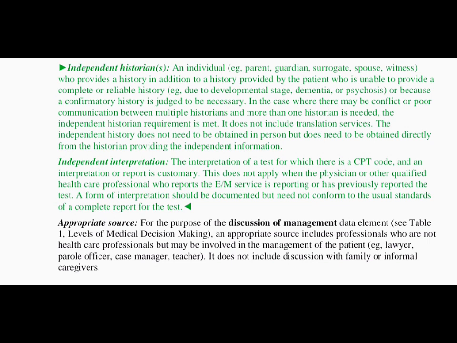Independent historians. An individual, e.g., parent, guardian, surrogate, spouse, witness, who provides a history in addition to a history provided by the patient who is unable to provide a complete or reliable history, e.g., due to developmental stage, dementia, or psychosis, or because a confirmatory history is judged to be necessary. In the case where there may be conflict or poor communication between multiple historians and more than one historian is needed, the independent historian requirement is met. It does not include translation services. The independent history does not need to be obtained in person but does need to be obtained directly from the historian providing the independent information.